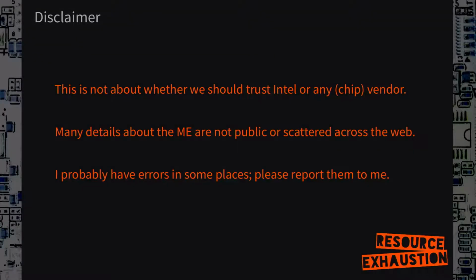So let's see. A little disclaimer first. I am not trying to blame Intel for anything they have done. This talk is not about whether we can trust Intel as a company or any other chip vendor in general, because I cannot read their minds. I don't know their intentions. What we can only do is see what they put out in the public or what we find in the machines that we buy.